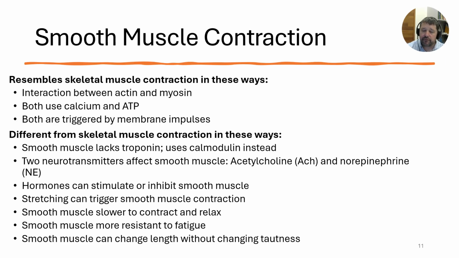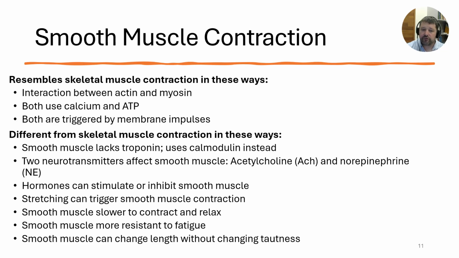They typically are much slower to contract and relax, so the latent period is greater. They are very resistant to fatigue. Just in general, we often think of smooth muscle as not fatiguing. That doesn't mean you can't fatigue them, but for the most part, you're not going to fatigue them.